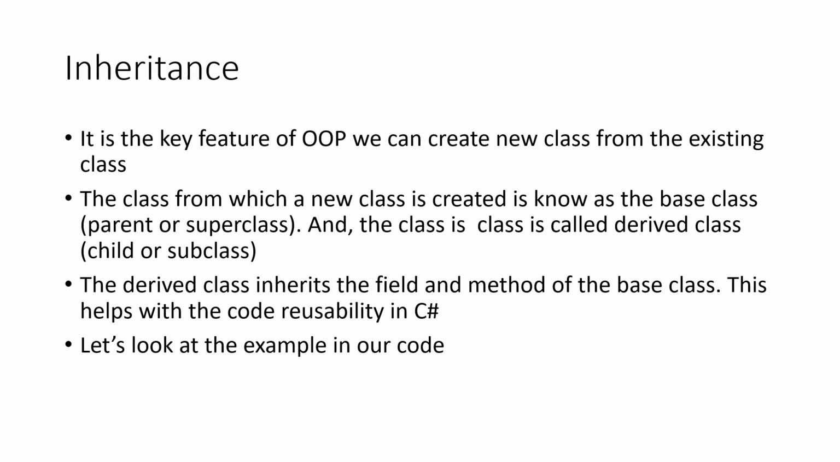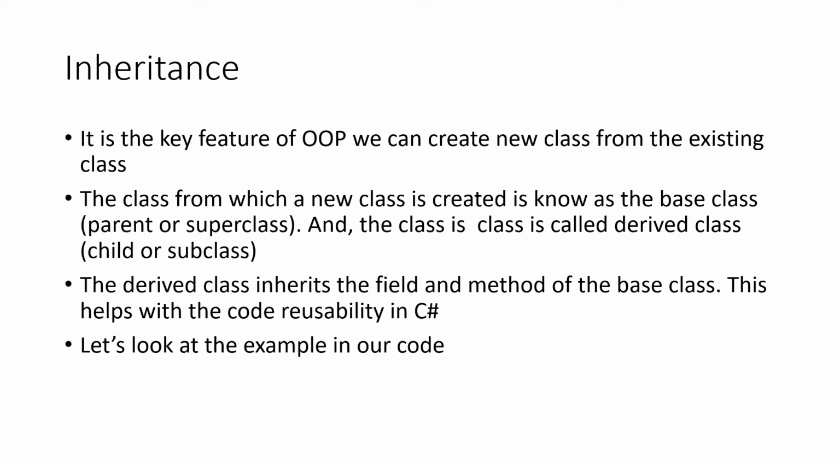Inheritance. So inheritance is a very popular concept. It is a key feature of object-oriented programming. We can create new classes from an existing class. The class from which a new class is created is known as a base class, parent or superclass, and the class which is derived is called the derived class. The derived class inherits the fields and methods of a base class. It helps with code reusability in C#.